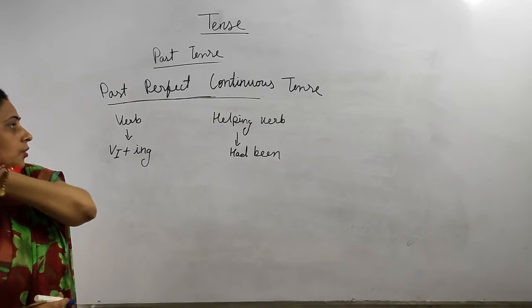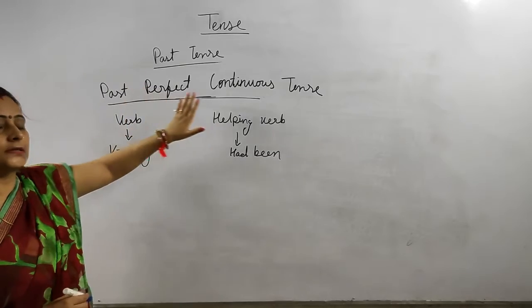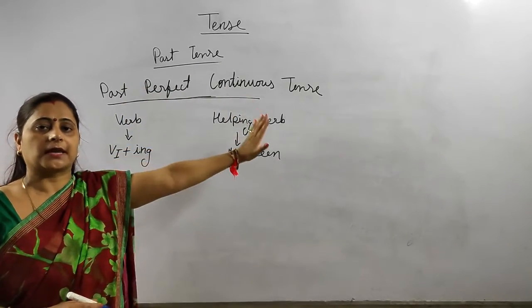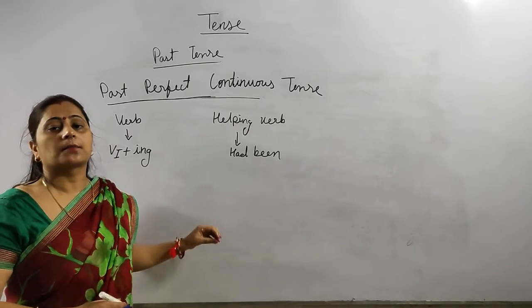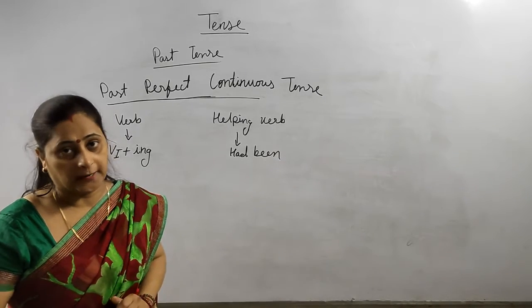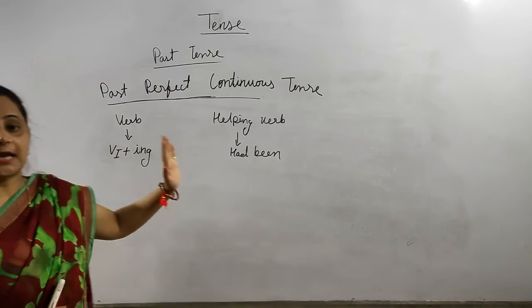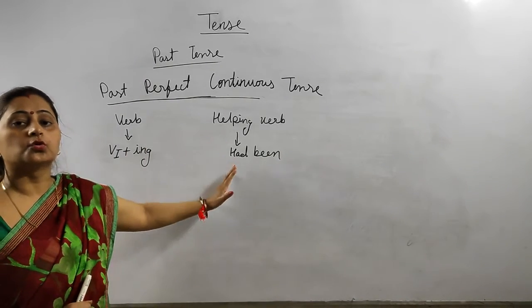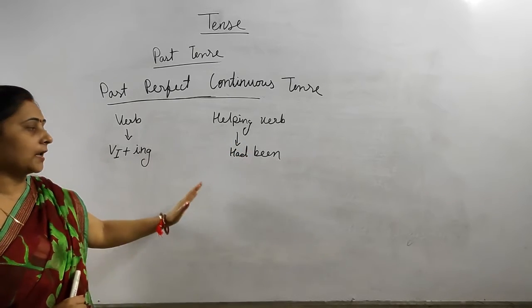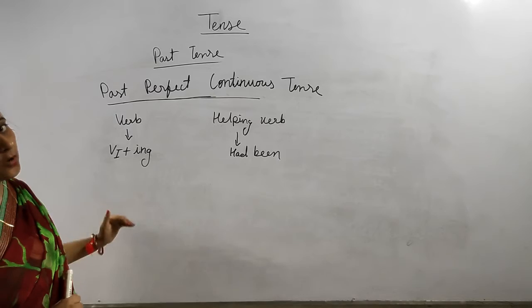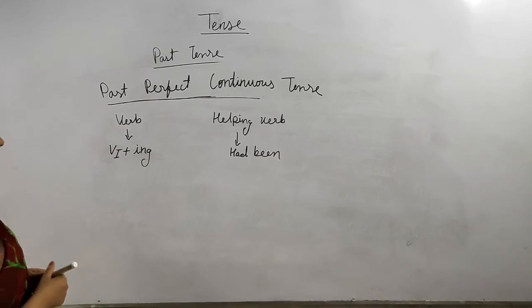Already I have told you, in this tense, past perfect continuous tense, you will get period of time and points of time. So for showing the exact time we will use since; for showing the period of time we will use for. Look at the example.